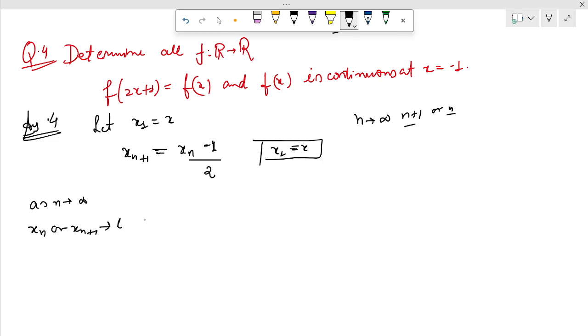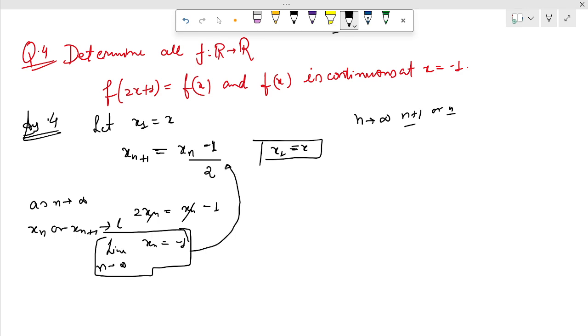So I'll simply write it as xn only. So xn equals, 2xn will be equal to xn minus 1. So as n tends to infinity, my xn limit will be equal to minus 1. So this particular recursive sequence, where xn plus 1 is equal to (xn minus 1) upon 2, is a converging sequence such that xn converges towards minus 1, and we already know that f is continuous at minus 1, which implies that f of xn will converge towards f of minus 1.